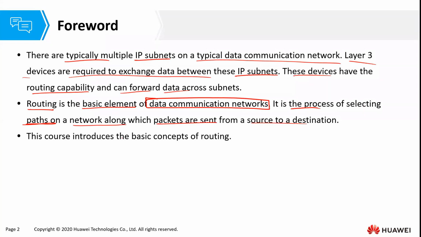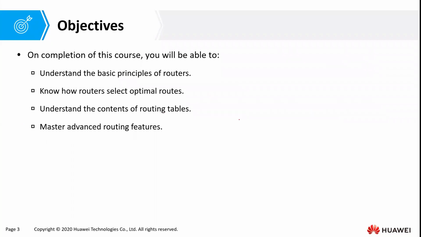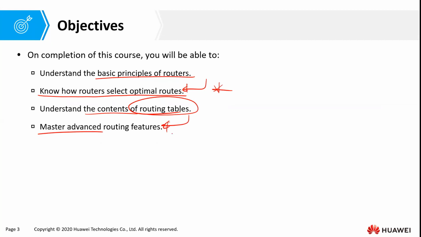In this chapter, we introduce routing, and we expect you to understand the basic principles of routers. You need to know how routers select the optimal path. This is what is going to make you an engineer. You need to understand the contents of the routing table, and you need to master advanced routing features. Please notice the term is master, not just passing.